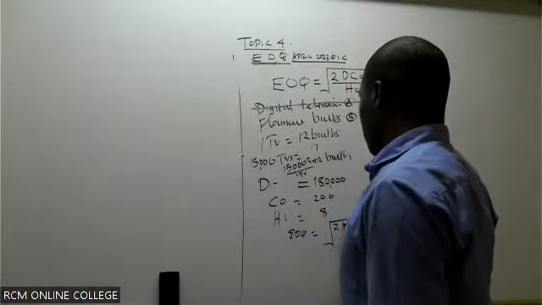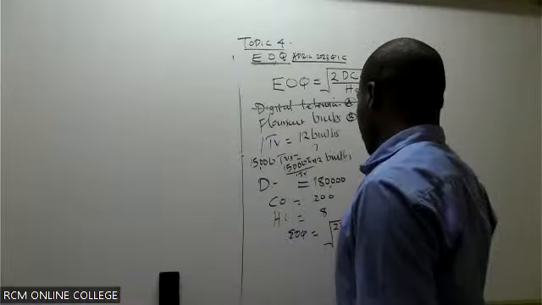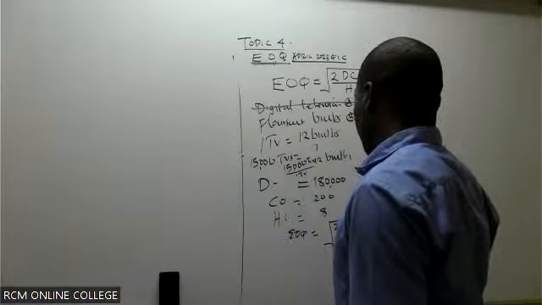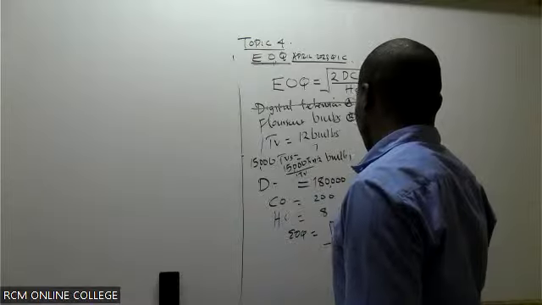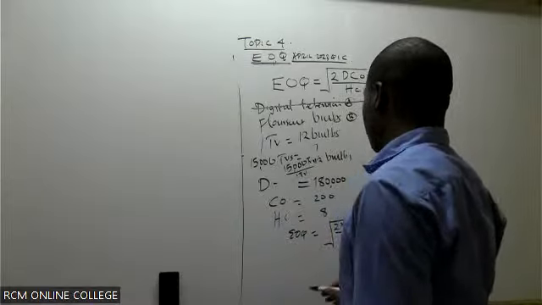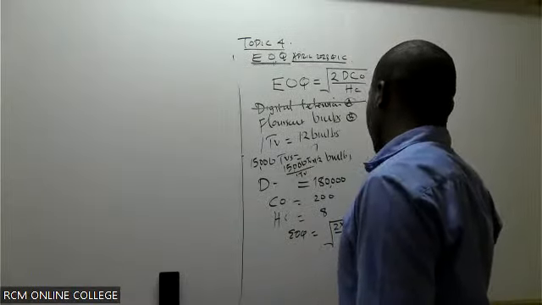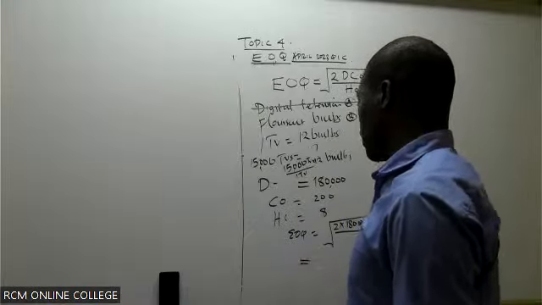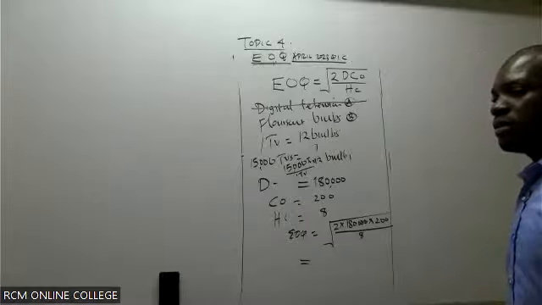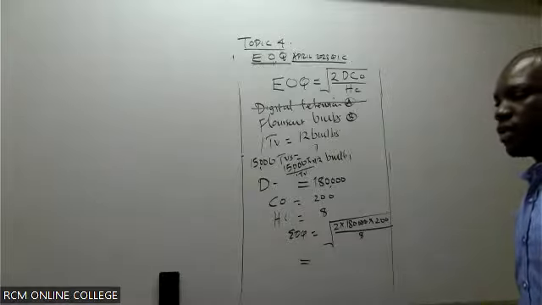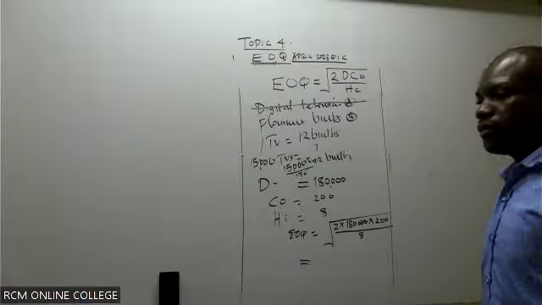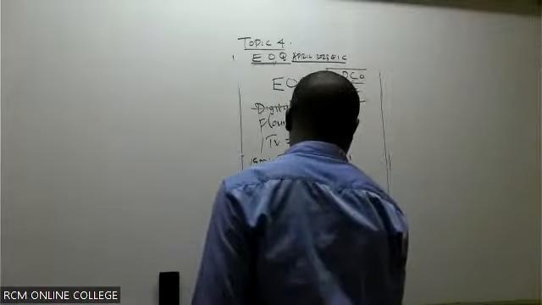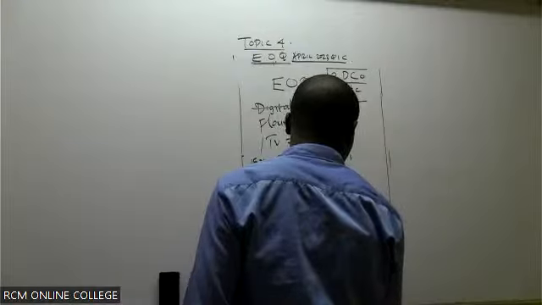Go ahead and give us economic order quantity equal to root of 2 times demand, which is 180,000, times ordering cost, which is 200. All of that we divide by holding cost, which is 8. If that is done, what is our economic order quantity? How many bulbs do they need anytime they're going to make an order? 3,000 bulbs.